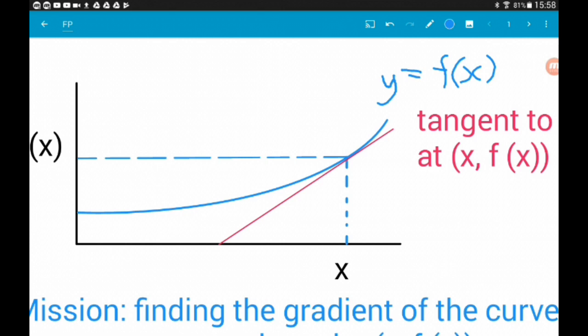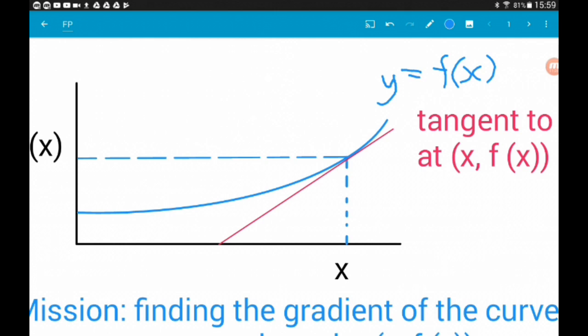As well as finding the gradient at this point, we can also find equations of tangents and what are called normals. There's quite a lot of stuff we can do with differentiation. In this video though, we're just going to worry about the gradient. The reason I've got a tangent here is just to remind us that a tangent is a straight line that hits a curve at one point and one point only.